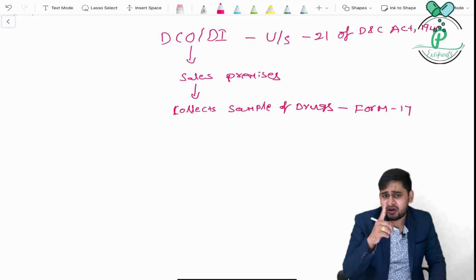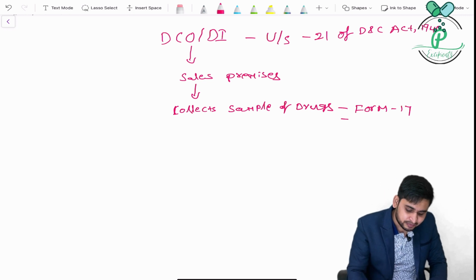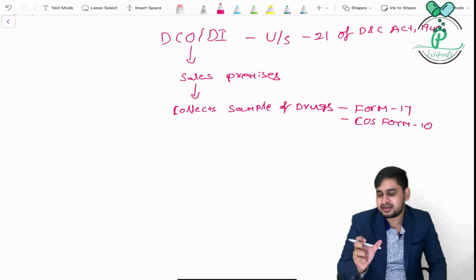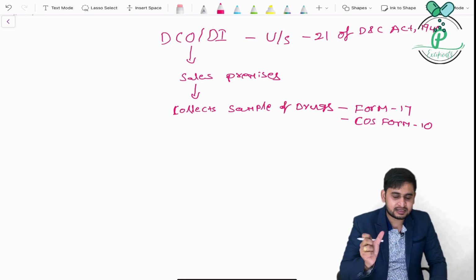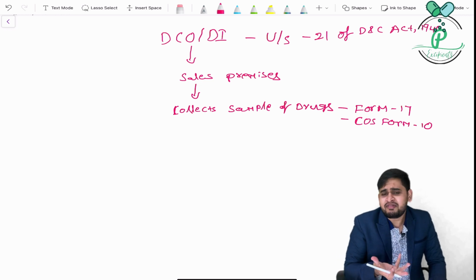In case of cosmetic items, a drug inspector will issue Cos form 10, right? Cos form 10 is for the samples to be lifted for cosmetics, as the Cosmetic Rules have been enforced from December 2020. DI collects a sample in form 17, right?